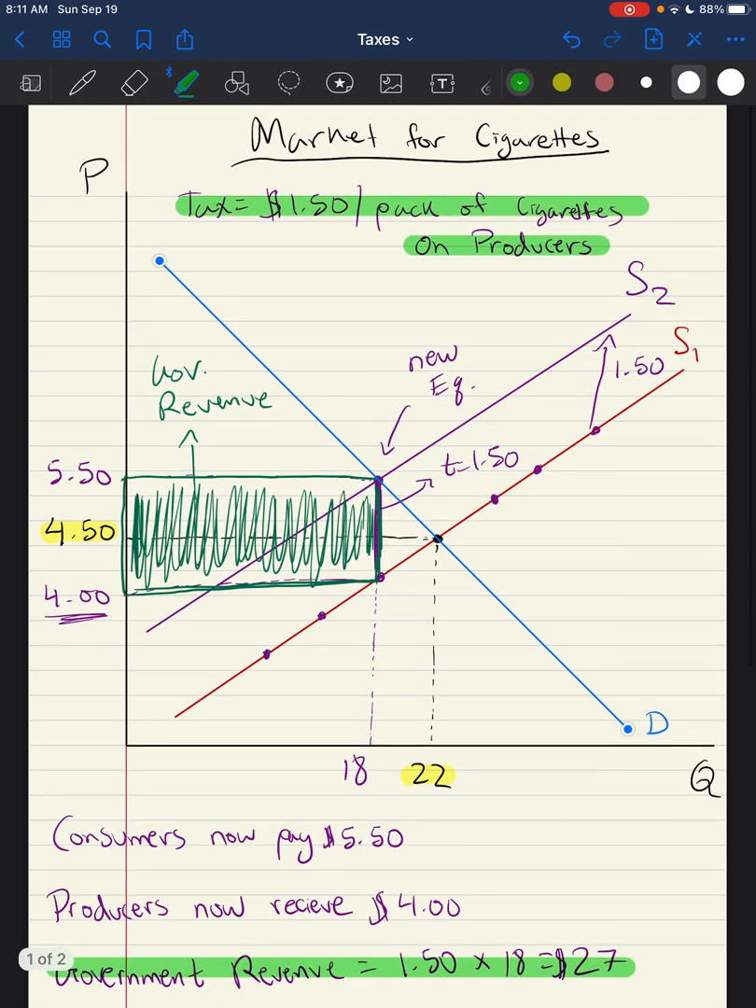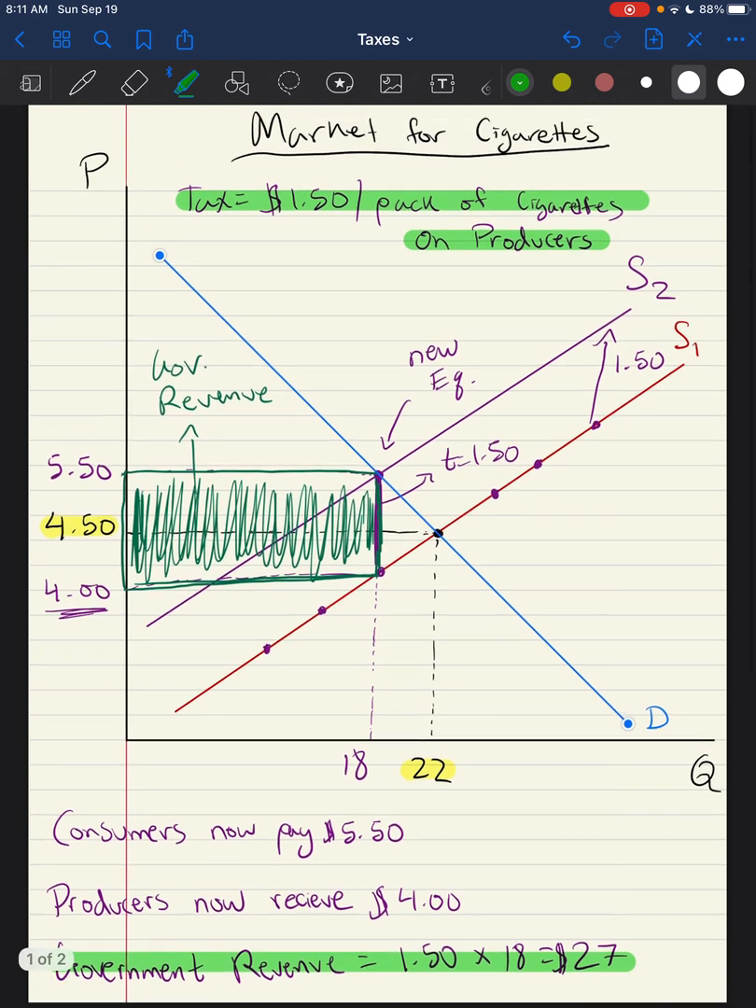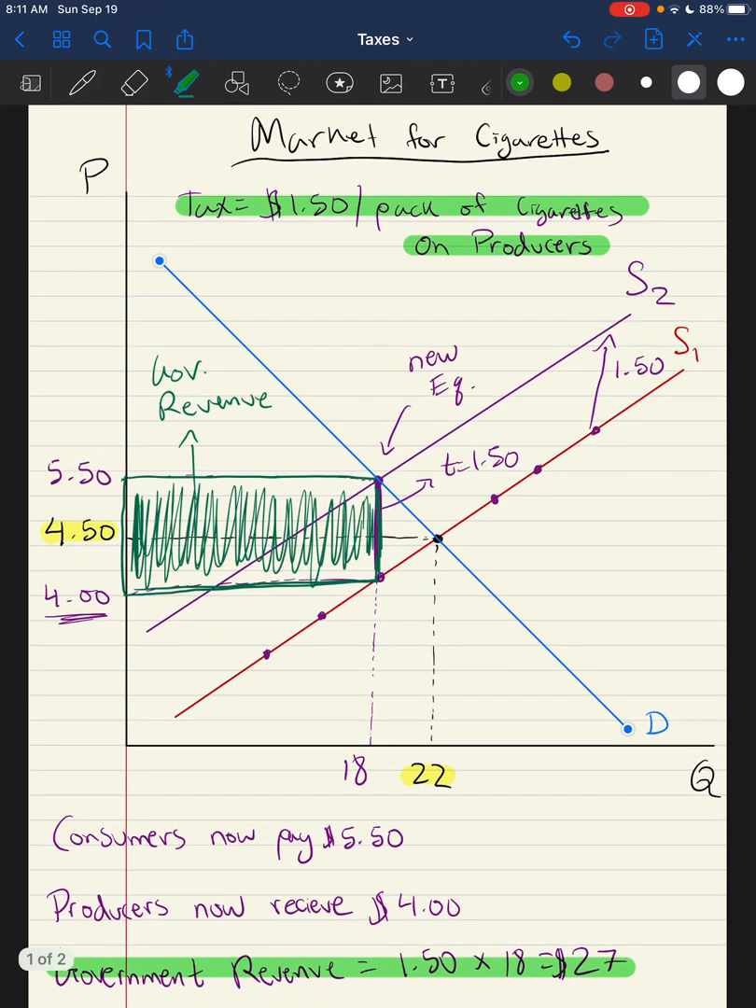Notice that we haven't done any sort of calculations. In this class we really just want to think about taxes by looking at the graph. It's a graphical interpretation of what is occurring, what's happening to government revenue, and what the tax incidence or burden is going to be.